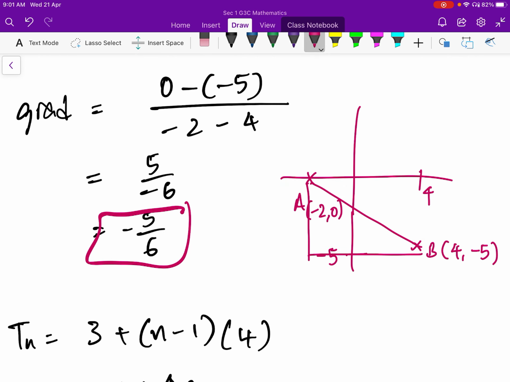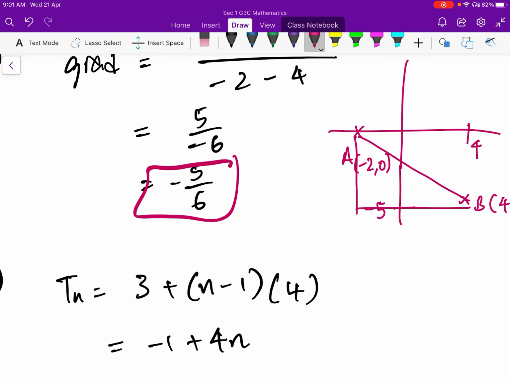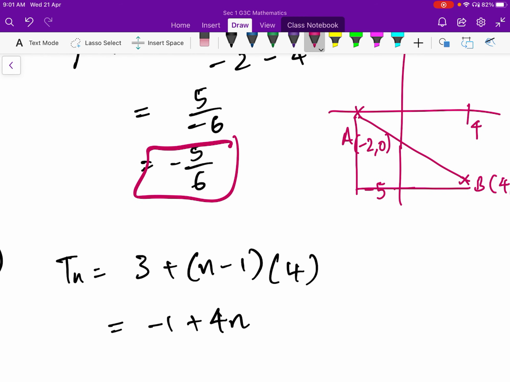Okay, I think the bell is going to go soon already. So we'll leave the number pattern question for tomorrow. Okay?